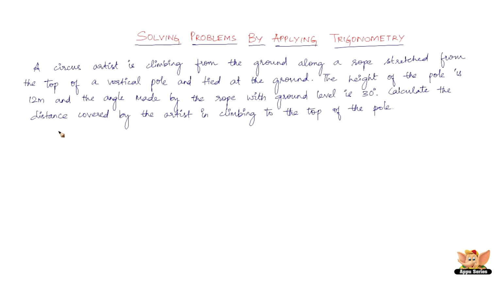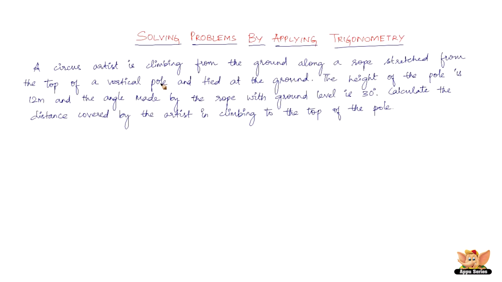In this video, let us continue to solve problems by applying concepts of trigonometry. The problem that we have here reads like this. A circus artist is climbing from the ground along a rope stretched from the top of a vertical pole and tied at the ground. Now, quickly imagine these circus artists climbing ropes and all those things.